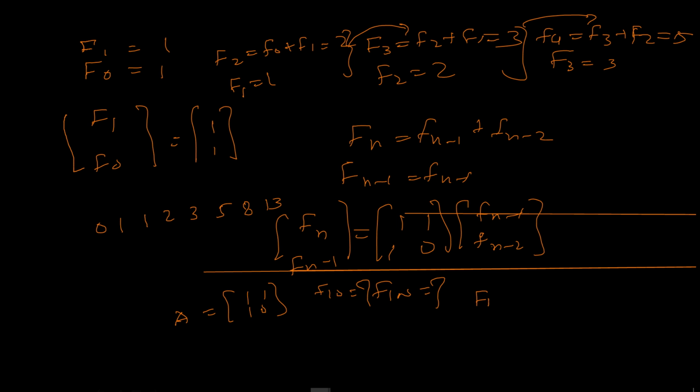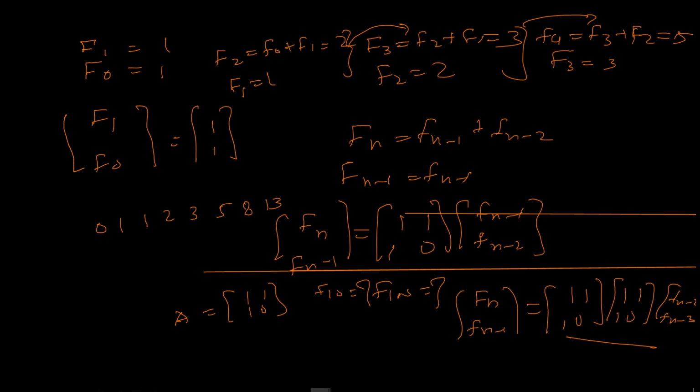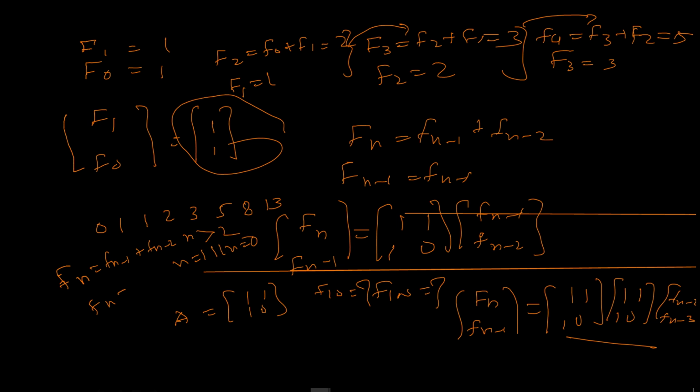How will this work? Fn equal to Fn minus 1 plus Fn minus 2 is when n is greater than 2, and if n equal to 1 or n equal to 0, in this case Fn will be 1. So can I write Fn, Fn minus 1 equal to the matrix 1, 1, 1, 0 to the power n times F1, F0, as I know the base condition values, and this is 1. But it is difficult to compute A equal to 1, 1, 1, 0 to the power n.